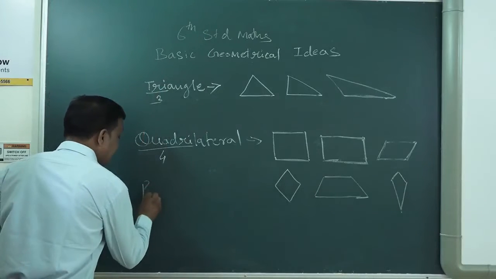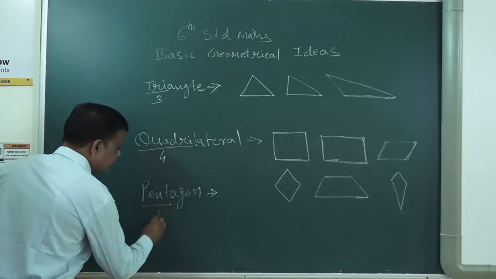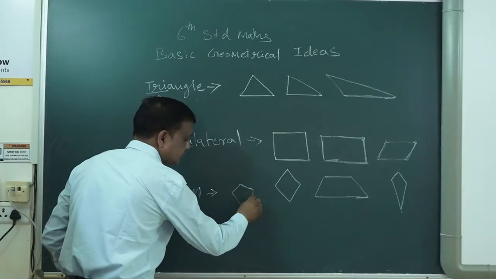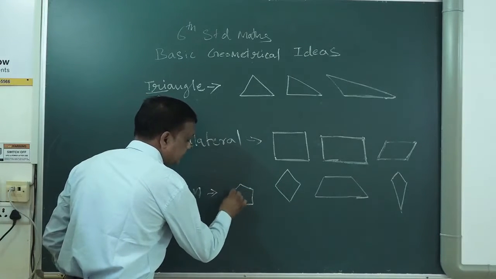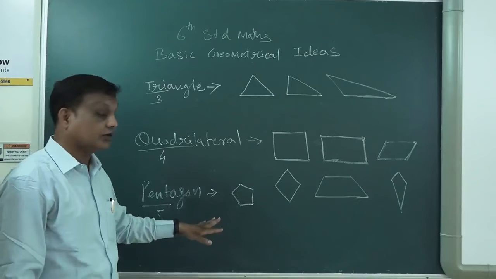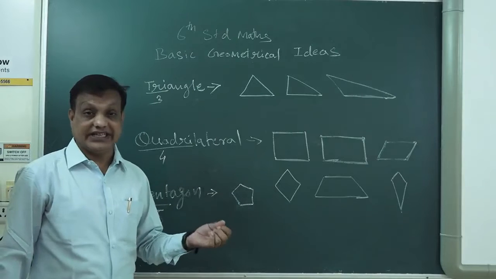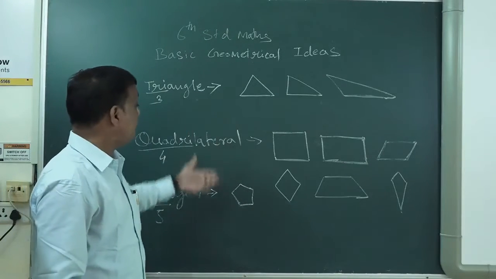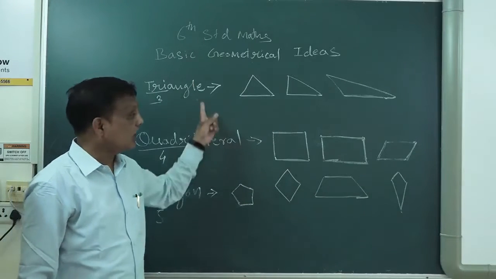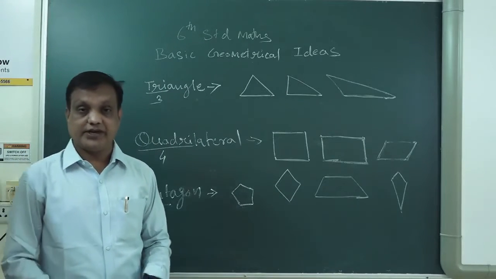Next, if you see the pentagon, pentagon means a figure having 5 sides. The pentagon may be regular or irregular. That we are learning afterwards, no need to say now. Regular pentagon means 5 sides. Afterwards, hexagon. Hexagon means 6. After that, septagon. Septagon means 7. These all figures come under polygons, and these all figures are closed figures.